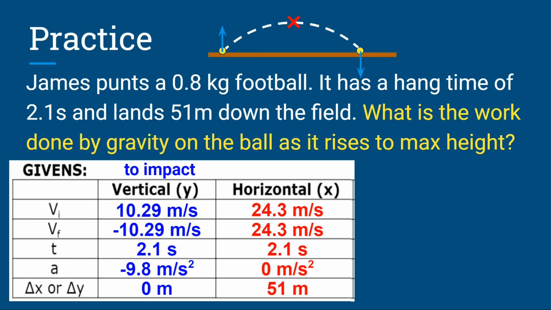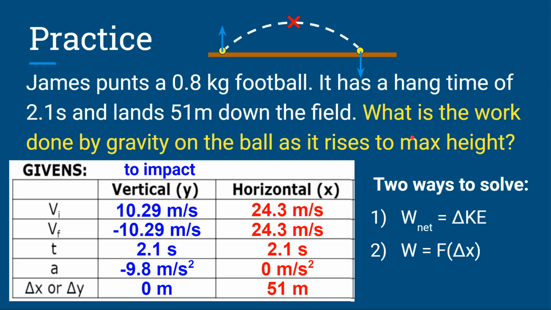What is the work done by gravity on the ball as it rises to its max height? Now I did go ahead, actually I don't have it up here right now. There are two different ways that you can solve this. You can find the change in kinetic energy because you know the velocity that we started with and you know the kinetic energy up here already. So you could find the initial kinetic energy, you'd have this final kinetic energy, you could find the difference, that would give you net work.